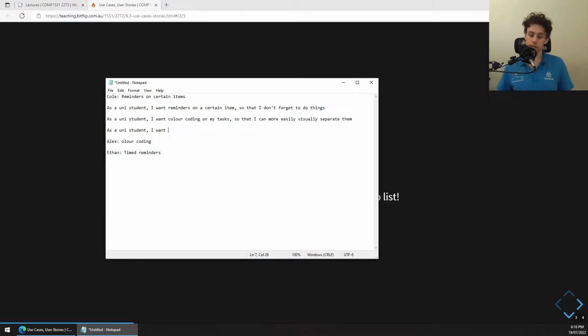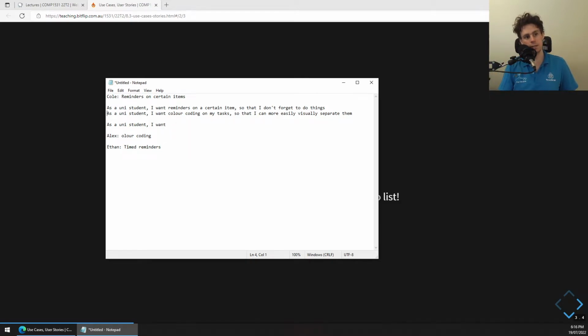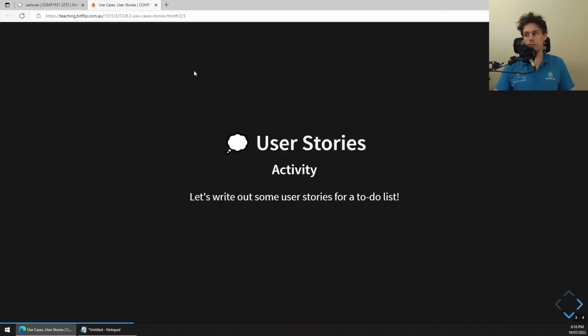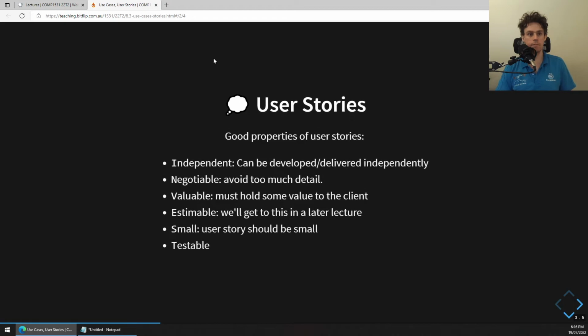Jeremy says I want the ability to have a dark mode, or Ethan says importance hierarchy. And yeah, these are all good points. Again, the point I'm getting at is this is how you could structure some of these ideas into a user story-esque structure. So you can follow something like that if you'd like to get user stories.